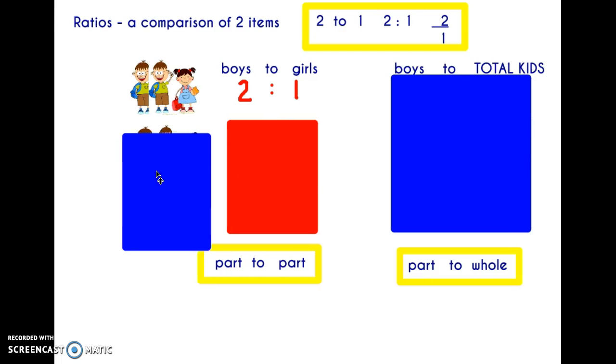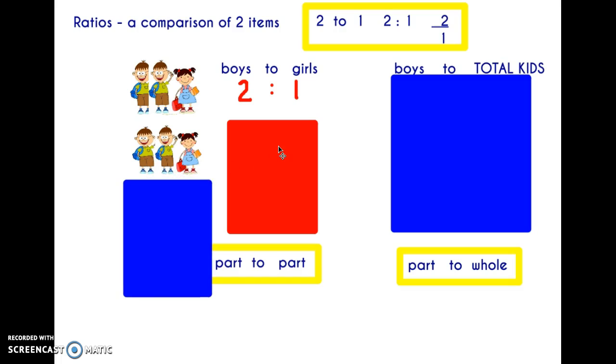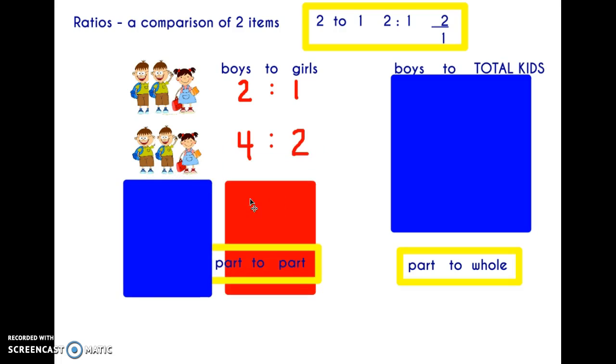If we double the kids, that means we have twice as many boys and twice as many girls. The ratio is now 4 boys to 2 girls, or 4 to 2. I think you can see these are equivalent ratios. This one's in simplest form.